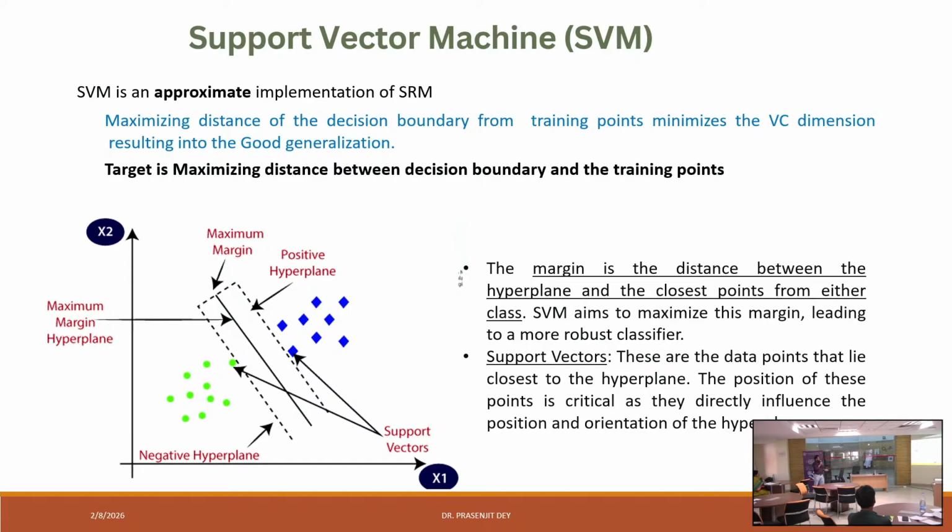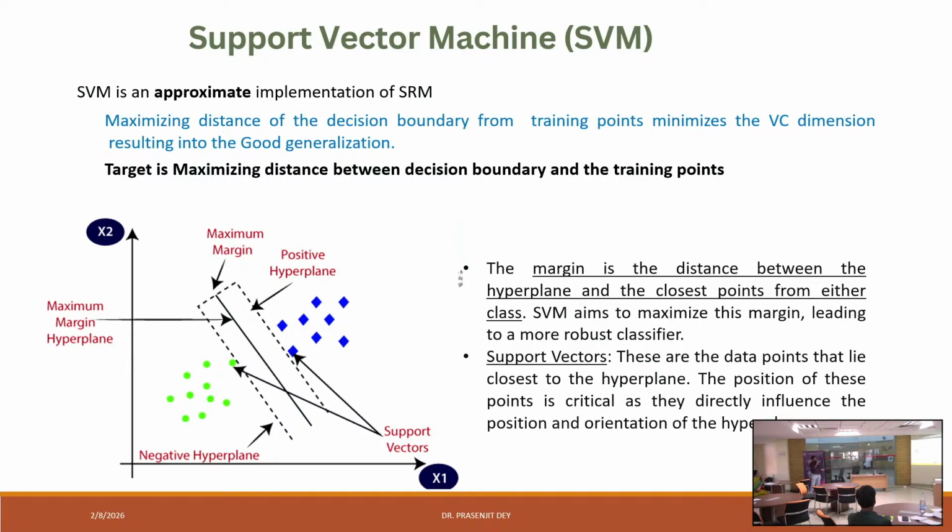So the margin, what is this margin? This is the difference between the hyperplane, I am talking about linear SVM, and the closest data point from either class. So this is the data point for the blue class closest to the hyperplane, and this is the green circle data point which is the closest to this decision hyperplane, and the distance between these two is the margin. So the margin is the distance between the hyperplane and the closest point from either class. SVM aims to maximize this margin, leading to a more robust classifier.